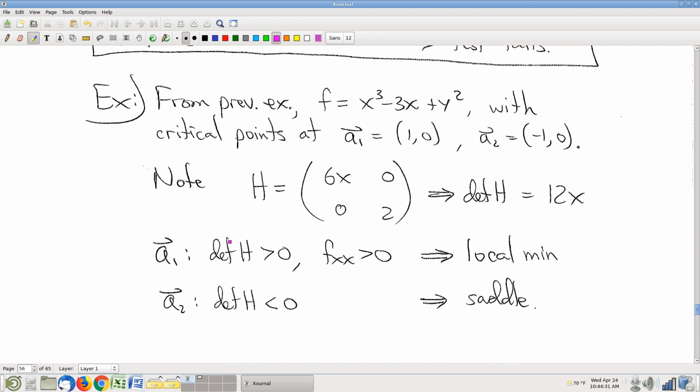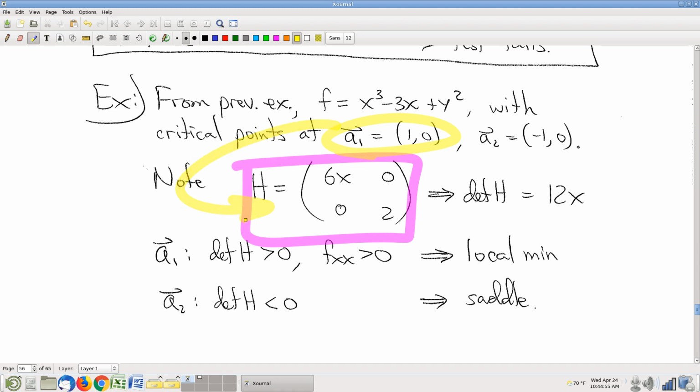This is very plug and chug. We've already looked at this function. We found the critical points there and there, and so let's just plug these in and see. What does the second derivative test say? Here's our matrix of second partials. That's just a matter of taking partial derivatives. Make sure that you can do that. And now we plug in these points. You take this point here, plug that in.